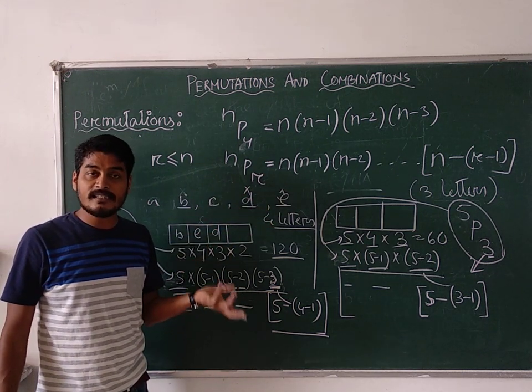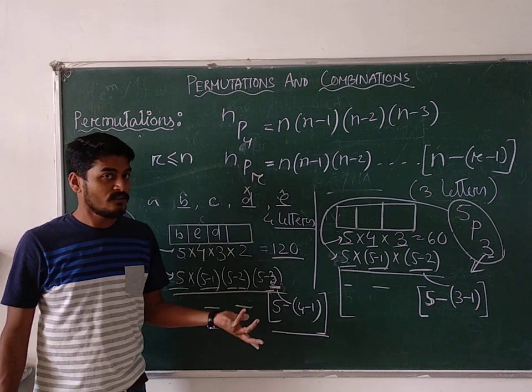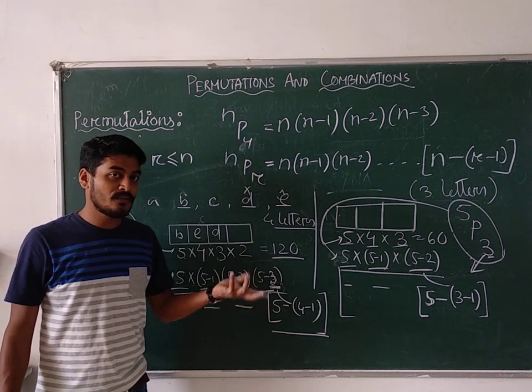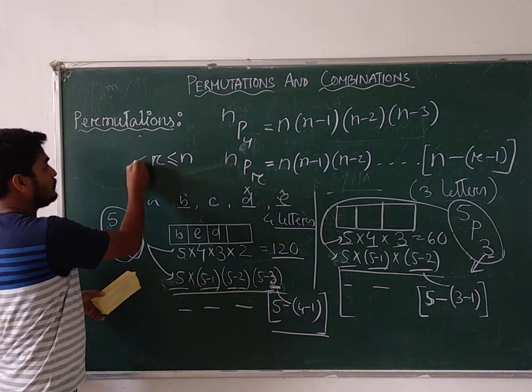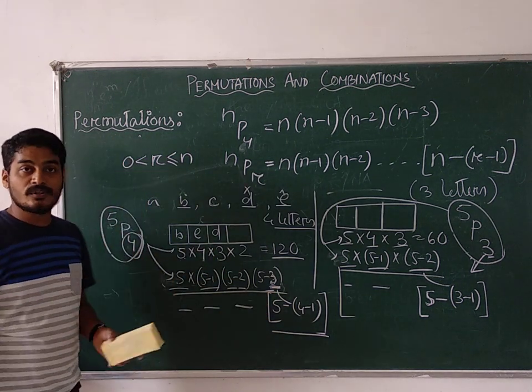So the number of objects is a number. Can we consider the number of objects as a fraction? No. Can we consider the number of objects as negative? No. So that's why the value of r should be strictly greater than 0.